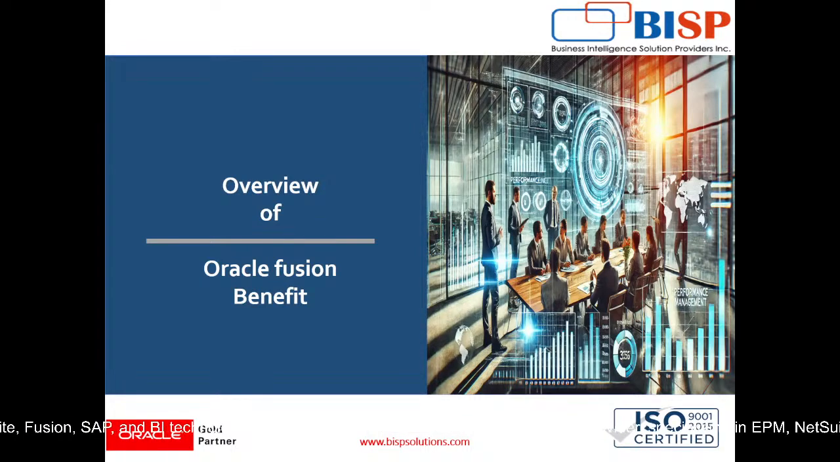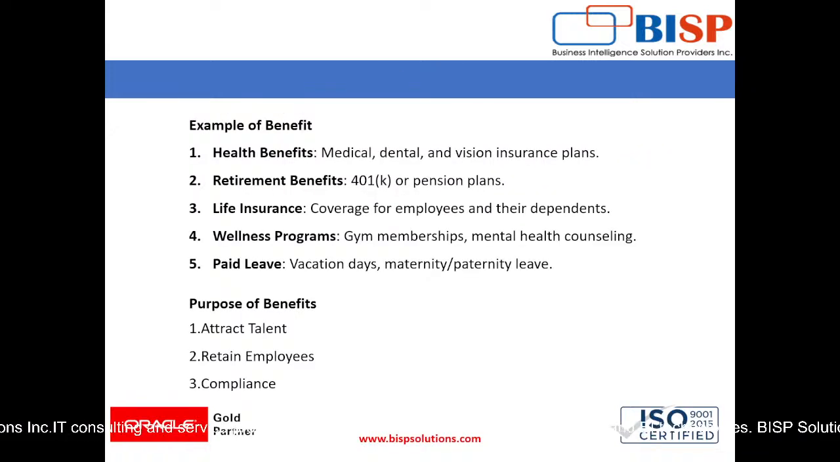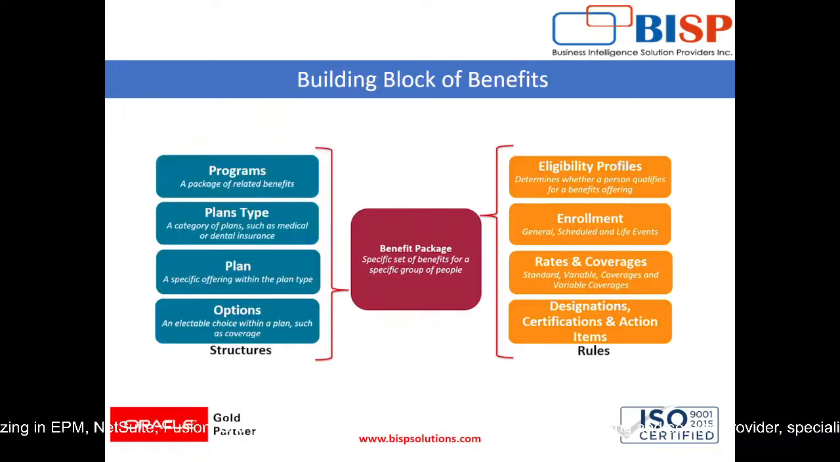Up till now, in our benefit module, we have seen what a benefit is, and we also saw the characteristics of benefit, which are structured offering criteria, eligibility criteria, customizable, and dynamic updates. After that, these are a few of the examples we saw for benefit: health benefit, retirement benefit, life insurance, wellness program, and paid leave. This is also a benefit which is provided by the organization.